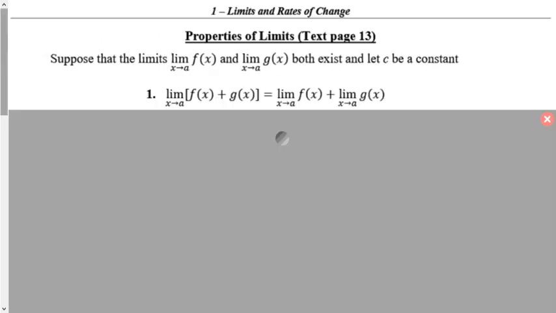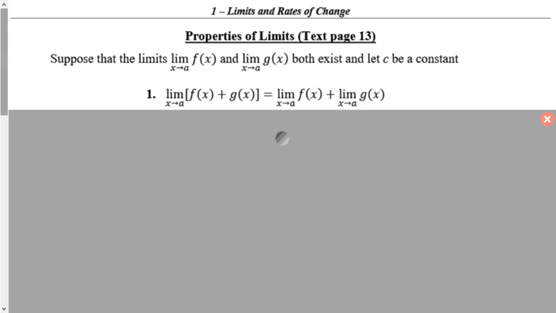Well, let's look at some properties of limits. We may not go through all of these in detail, but you should study these and be familiar with them so that you're able to use them. So this is on page 13 in your textbook.